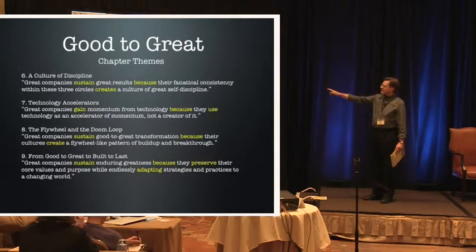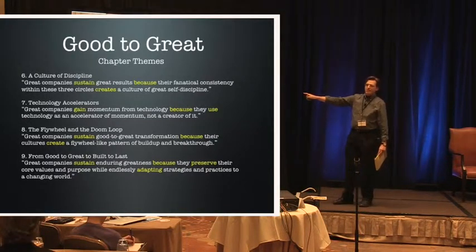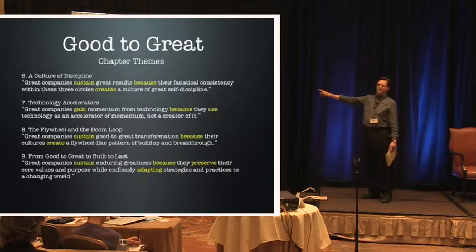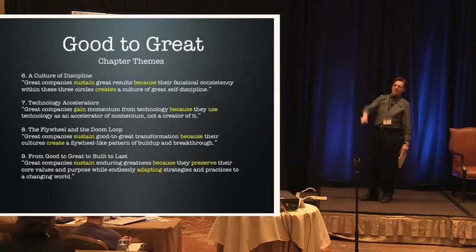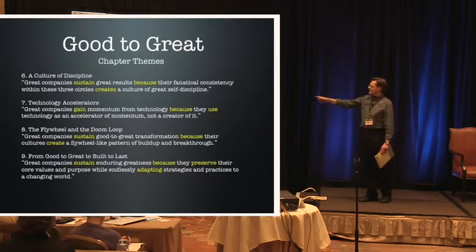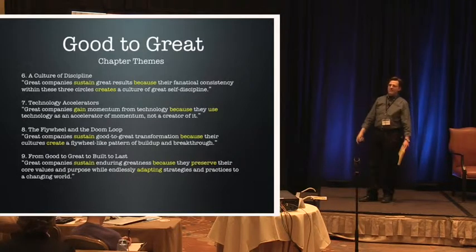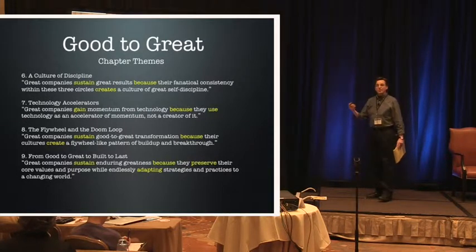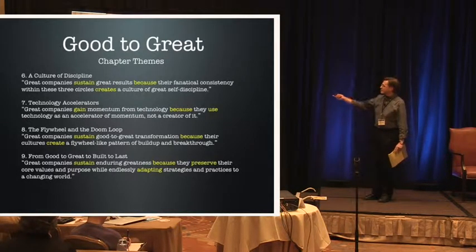So you see that as we get to the end, chapter 8, around the time of resurrection, what's the word there? The doom loop, death. Collins is encountering death exactly where in the hero's journey we're talking about death and resurrection. And then, of course, the final chapter is about business transformation, the magic elixir. Great companies sustain enduring greatness, basically achieve immortality, because they preserve their core values and purpose while endlessly adapting strategies and practices to a changing world.